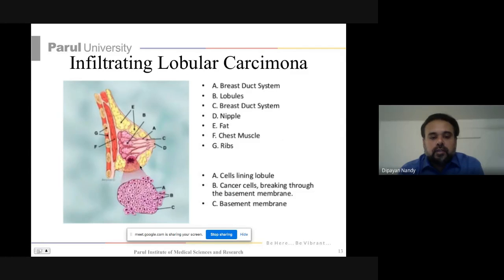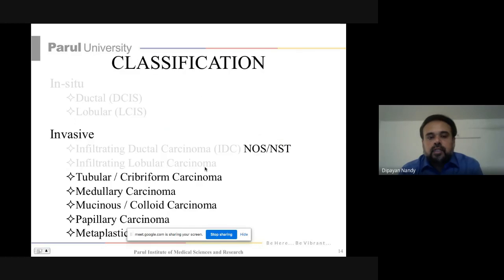Similarly, for lobular carcinoma, as you can see, it arises from the lobular part, and there is a breach of the basement membrane, and it goes beyond the membrane. So the more common types we have already discussed are the ductal carcinoma in situ, the IDC, and the ILC. The other types which have been mentioned here are nothing but variations of the infiltrating carcinomas.